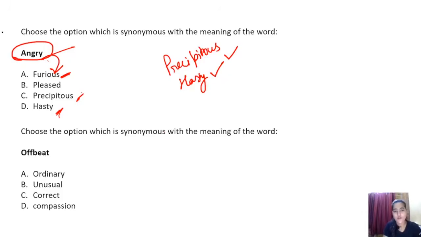So choose the option which is synonymous with the meaning of the word offbeat. Offbeat, something that usually does not happen, okay, or inordinary, right? So that usually does not happen. So ordinary will be the antonym, but not synonym. Unusual. Unusual, yes, that is the synonym of offbeat. Correct, and compassion is nowhere related, right?